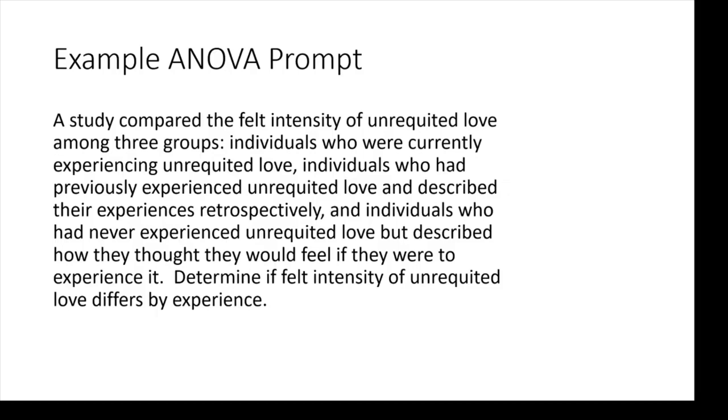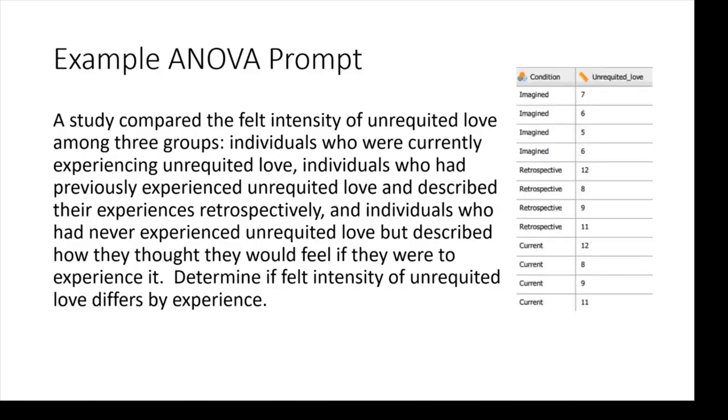So notice that I have 3 groups: current, retrospective, and imagined. If I had only had 2 groups, current and retrospective, I could do an independent T. But because I have 3 groups, I have to do an ANOVA. I'd like to point out that the data are going to look like this, which looks a lot like how the independent T would have come to us. But in the independent T, we would have just had 2 conditions. But now that we have 3 conditions, we have to run an ANOVA. So let's do our 6 steps.